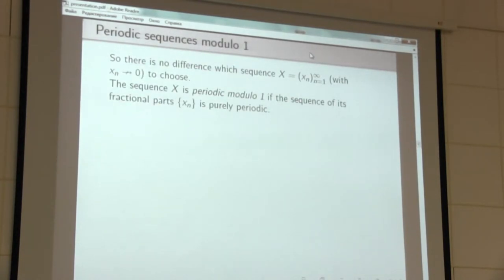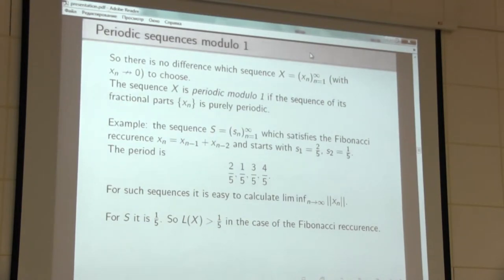But we want to calculate L of x explicitly, not for all these numbers, but for some. For this purpose, we go back to our sequences, and we see that there are some special sequences. We call them periodic modulo 1. These are the sequences for which the sequence of fractional parts is periodic. For example, we take the natural recurrence and we put the first two elements as 2 over 5 and 1 over 5. Then the sequence that we obtain is periodic modulo 1, and the period has length 4, and is the following one.